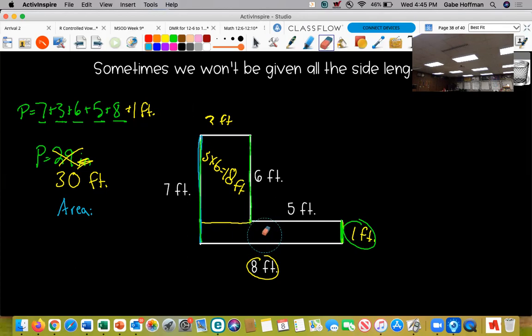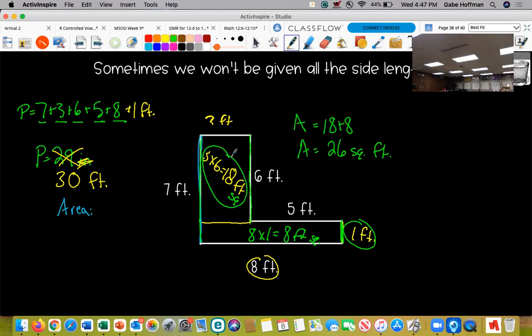So now I'm going to do in this rectangle at the bottom, 8 times 1 equals 8 feet squared. And I forgot that over here, 18 feet squared. So now I'm going to add my 18 plus my 8 for my area. 18 plus 8. And so my area equals 26 square feet, right? Because this one's 18 square feet, this one's 8 square feet, and when I add those together, I get 26 square feet.